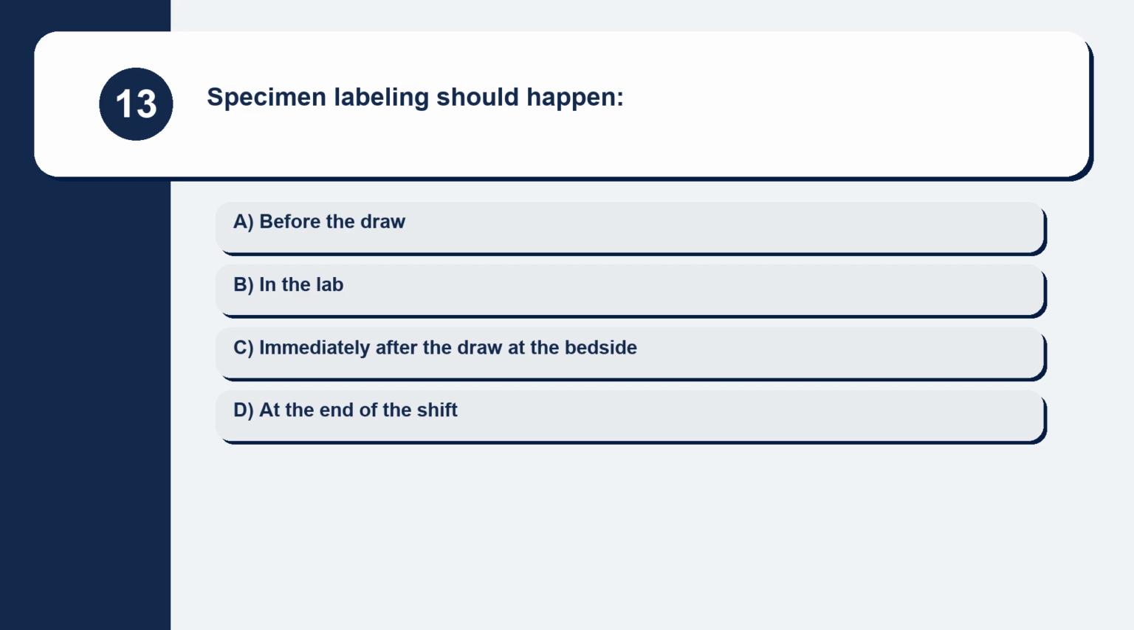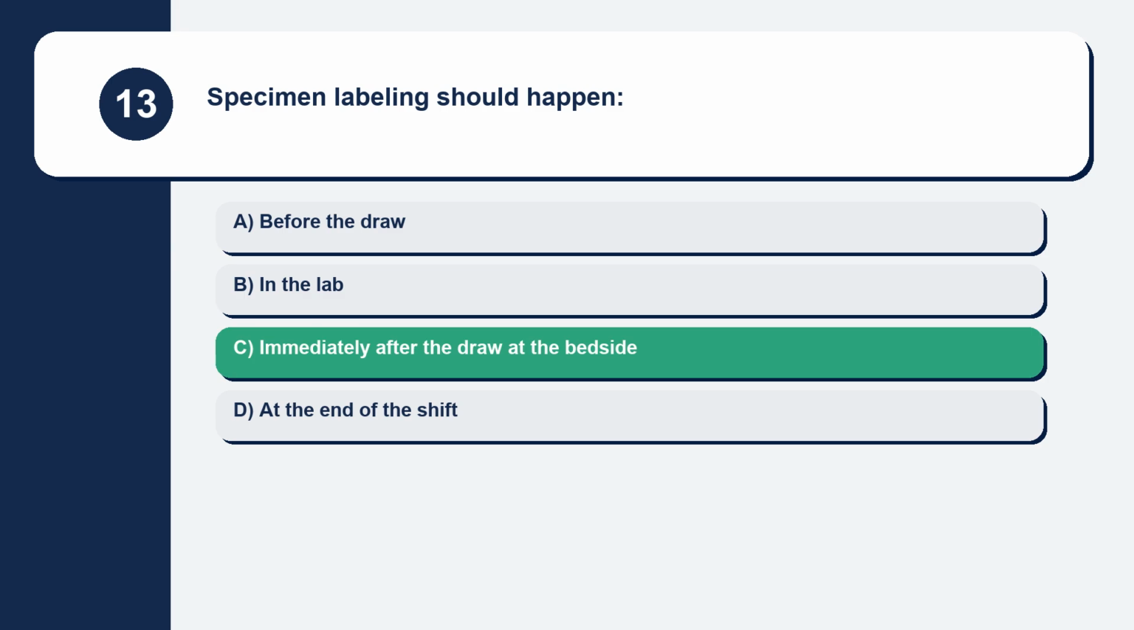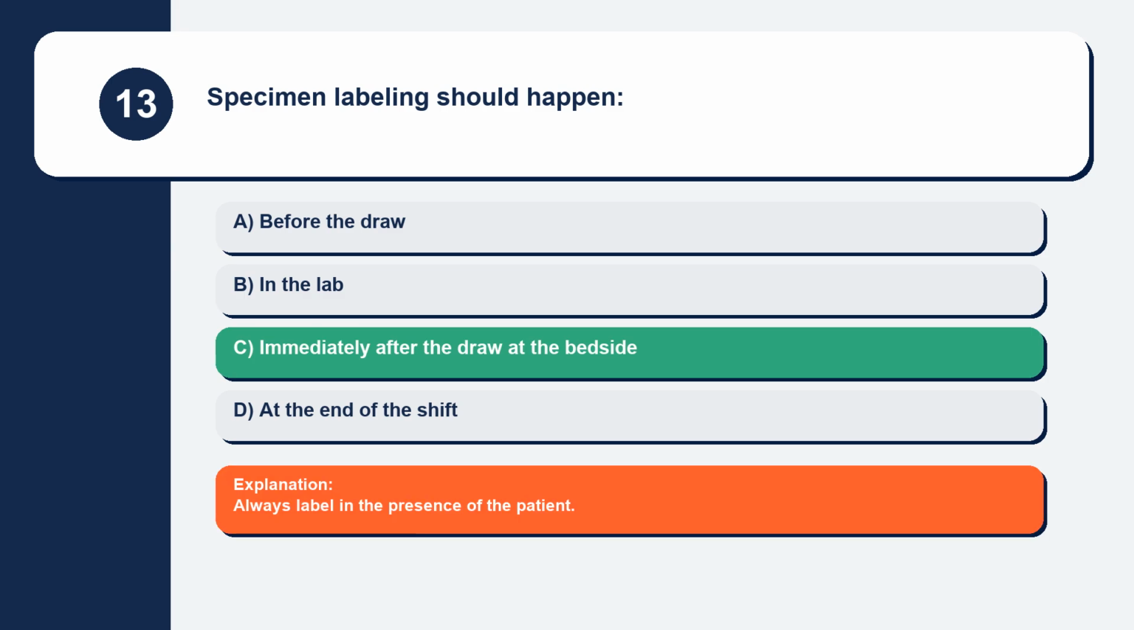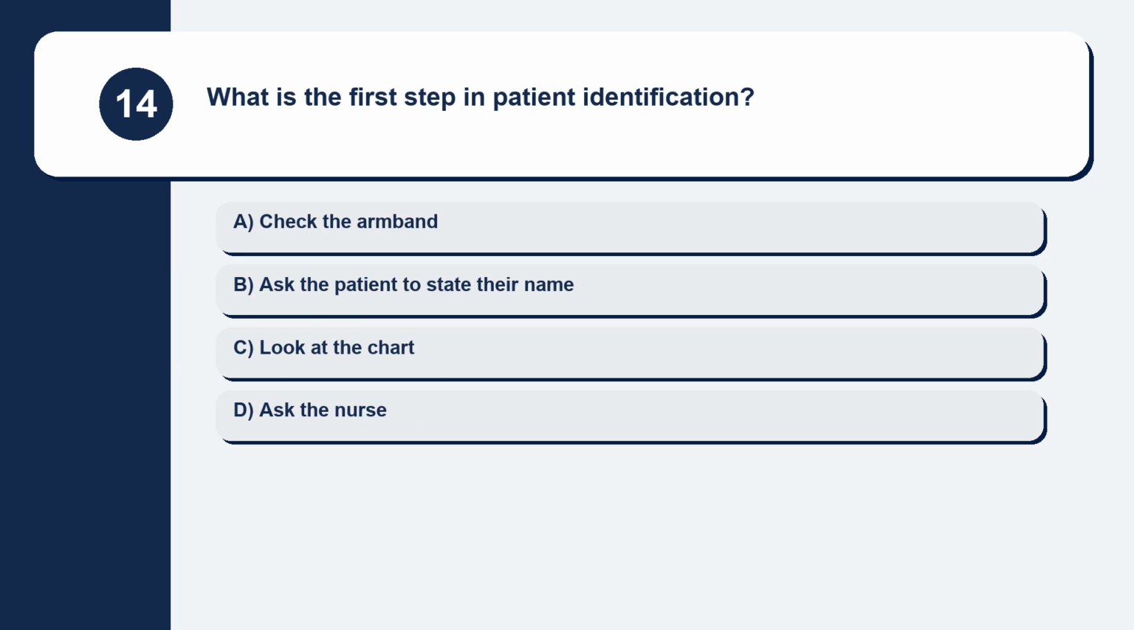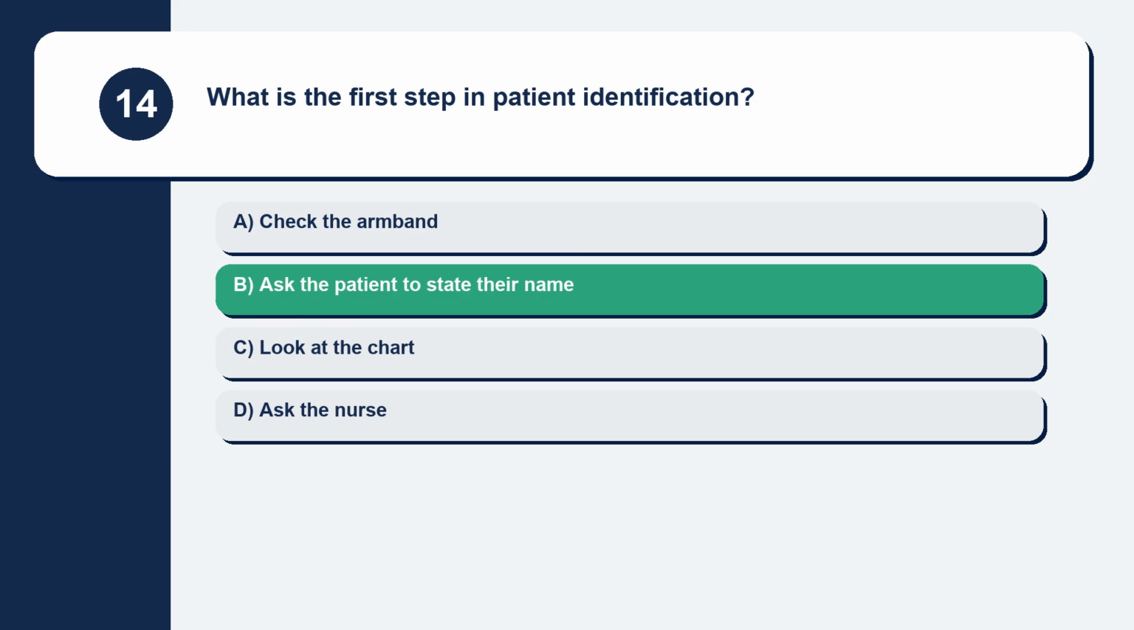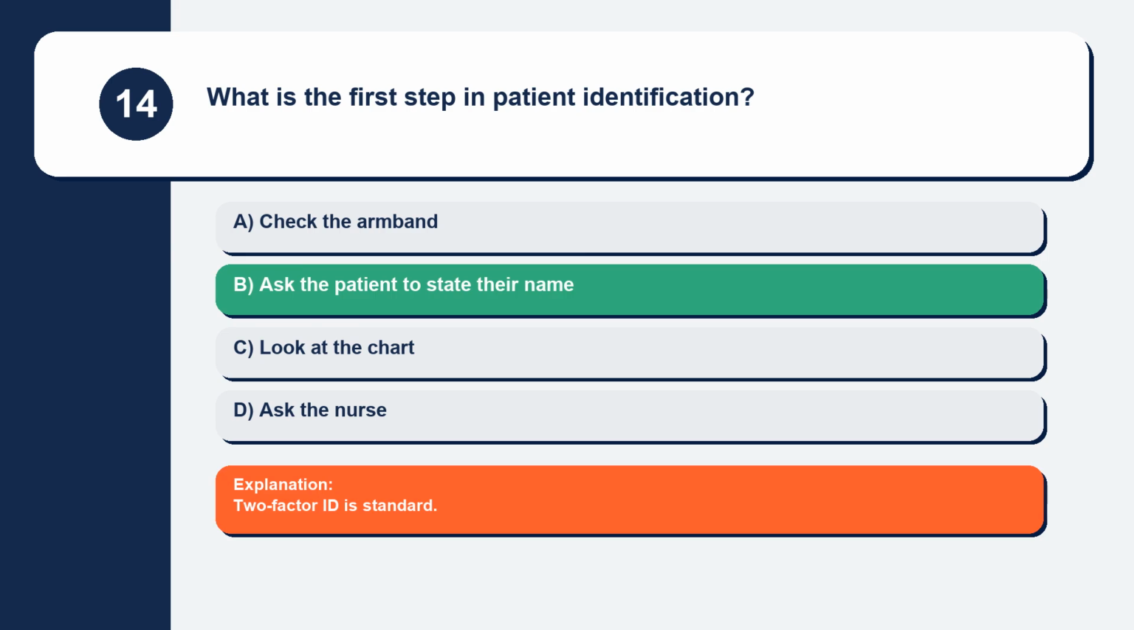Question 13. Specimen labeling should happen before the draw, in the lab, immediately after the draw at the bedside, at the end of the shift. Always label in the presence of the patient. Question 14. What is the first step in patient identification? Check the armband. Ask the patient to state their name. Look at the chart. Ask the nurse. Two-factor ID is standard.